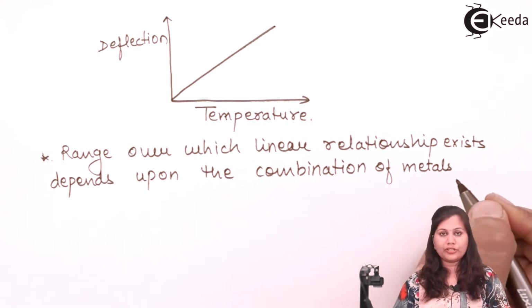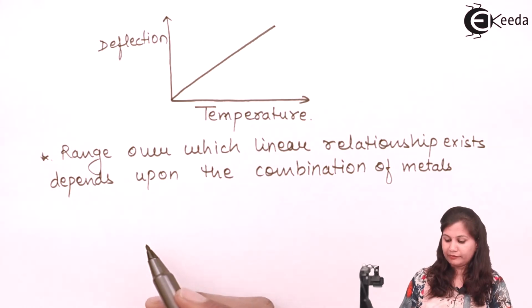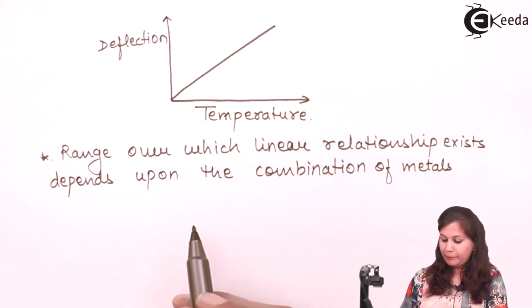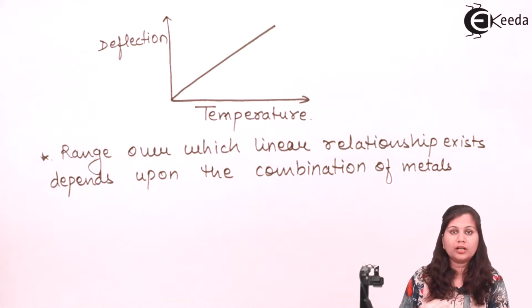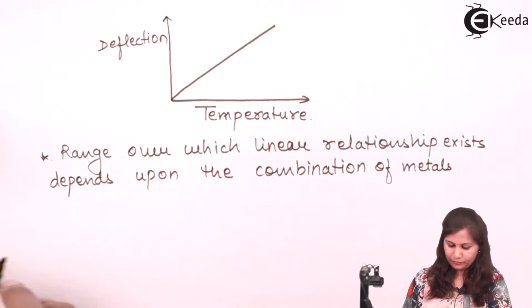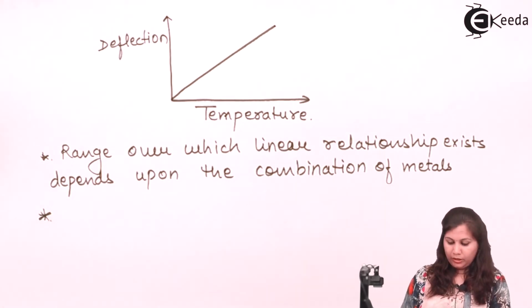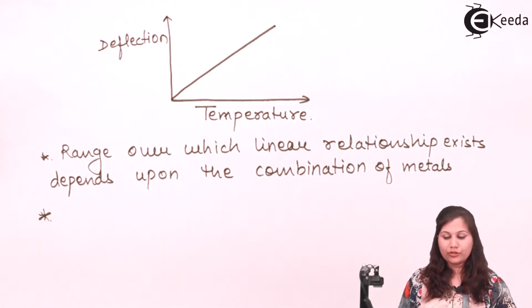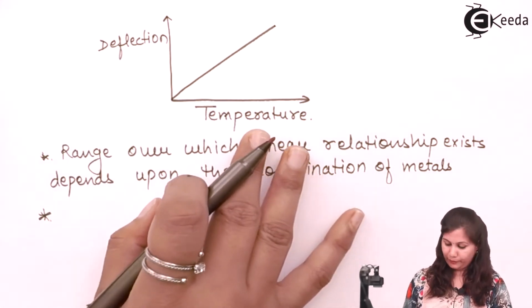Now, the range over which this linear relationship between the temperature and the deflection exists depends upon the combination of metals which are used for the construction of the bimetallic strip. Now, let us derive the relationship between this deflection and the change in temperature.